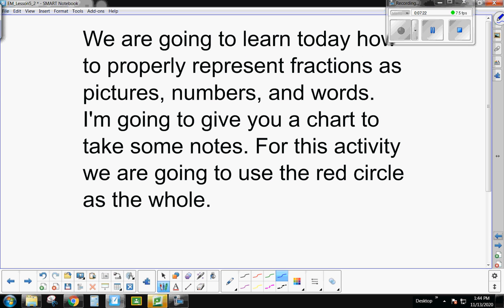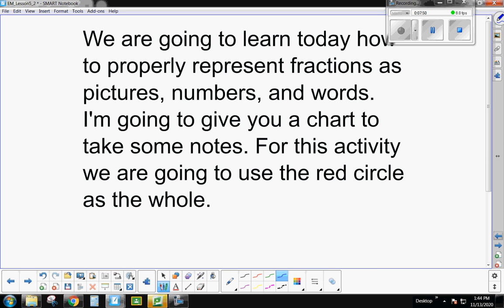So we're going to learn today how to properly represent fractions as pictures, numbers, and words. And I'm going to give you a chart to take some notes. Now, if you were in class, I would have this nice little chart that you would be able to take these notes on. If you're not in class with me and you're at home, just grab a piece of paper and jot down these things and take some math notes today. This is going to help you to remember these names and these representations.